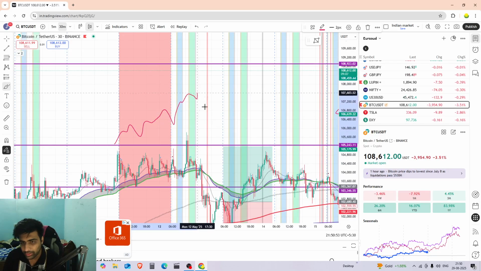Okay, again consolidation, then this, again consolidation, then this. Okay, now if there is a double bottom right here, this is a double bottom.